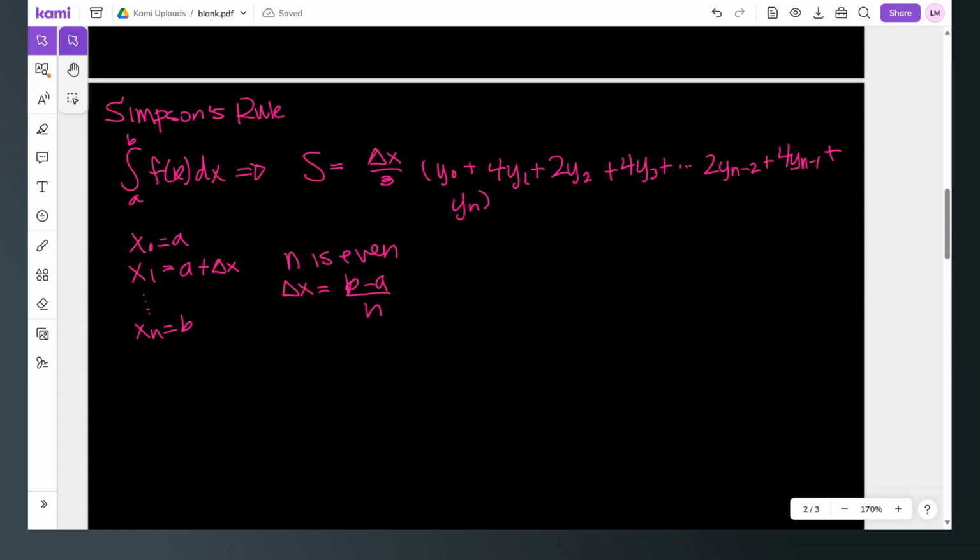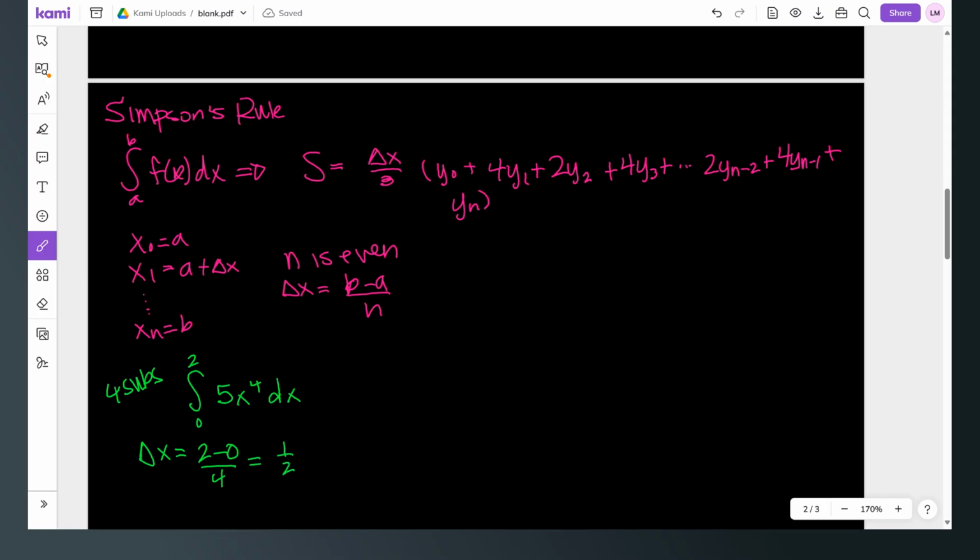All right, so let's say we're going from, I'll try to make this one quick, 0 to 2, and let's go 5x to the 4th dx. All right, so my delta x is 2 minus 0, over 4 subintervals. So my delta x is 1/2.